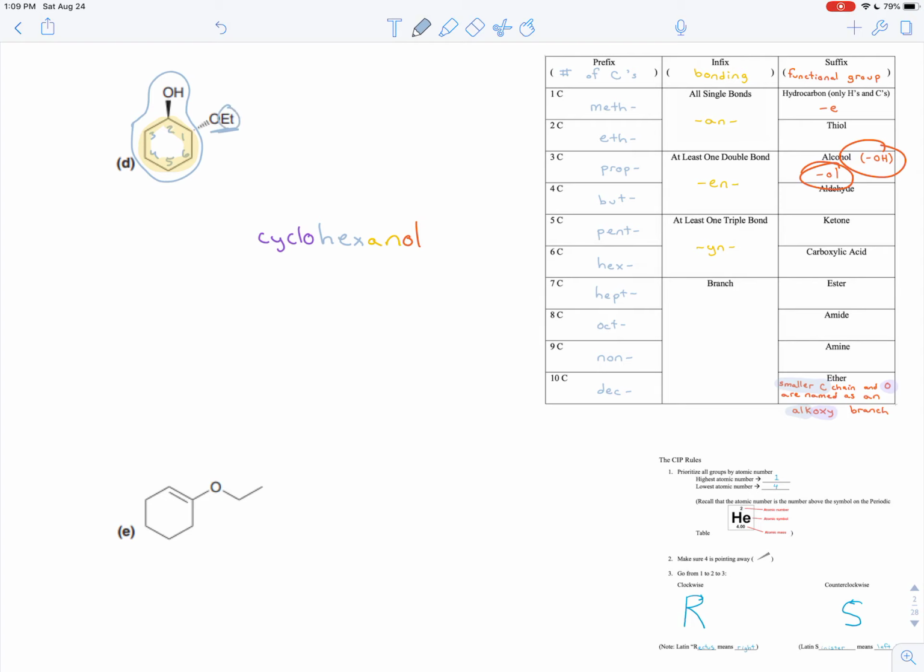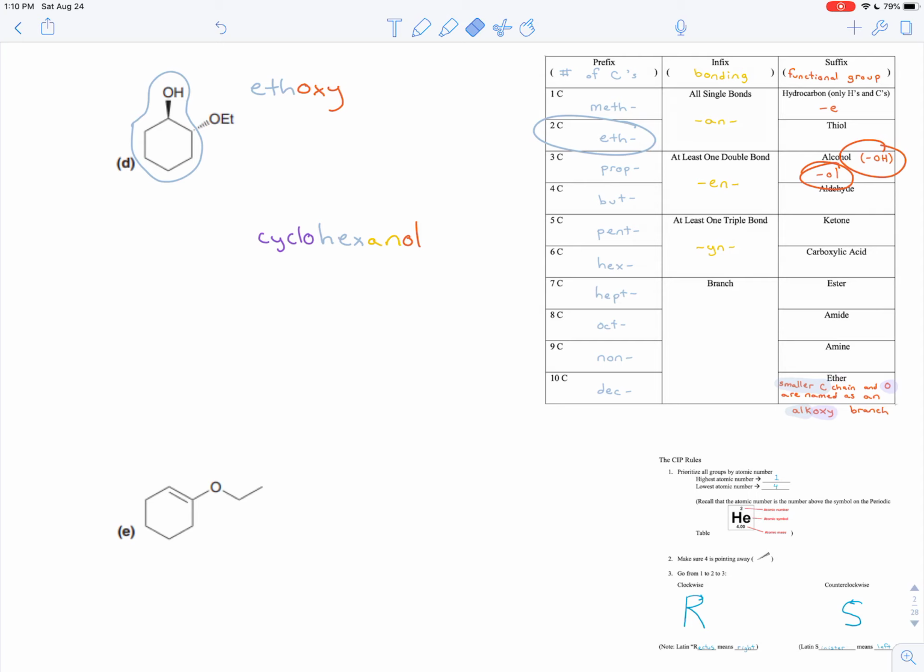We have the ethyl group, so 2 carbons, prefix is eth, and then as we've seen before, you have that oxygen. That's oxy, so the name for that branch will be ethoxy. So we have our ethoxy branch.